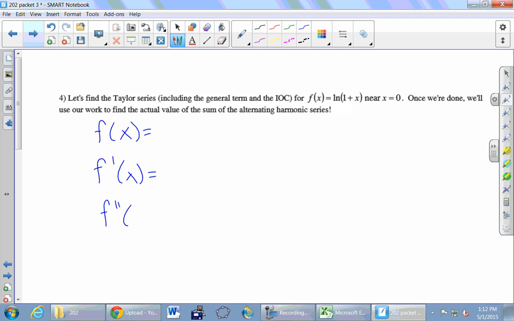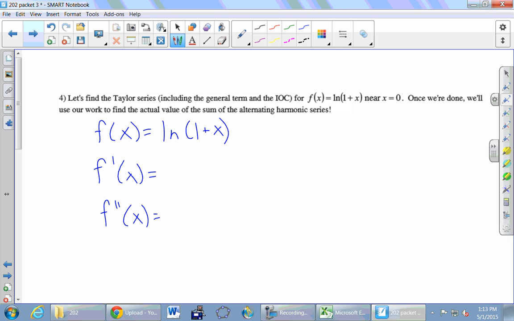F double prime of x equals, okay, I'm going to start with 2 derivatives here. We might need 3 or 4 or 7. We just got to do as many as we need to until we see the pattern. That's the goal. So there isn't something where I'm going to say you got to do this many. You just got to do enough to get the pattern. There will be a pattern. Okay, so the original function I'm copying, ln of 1 plus x.